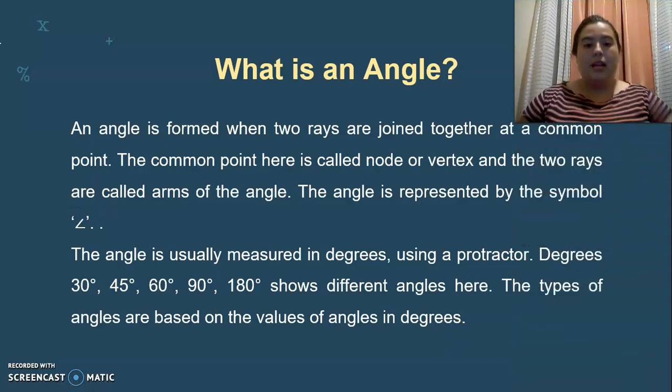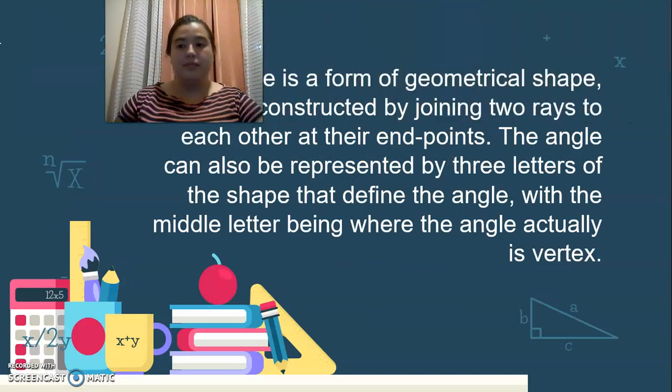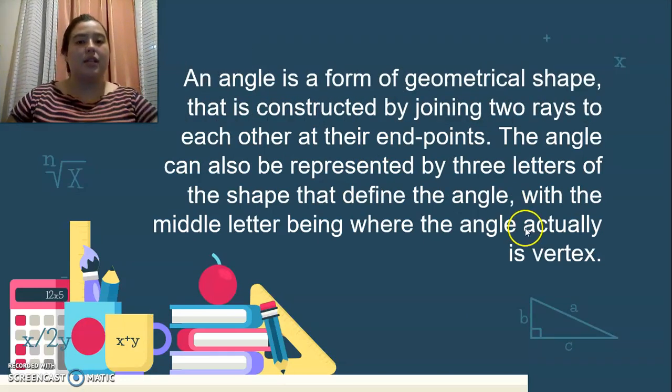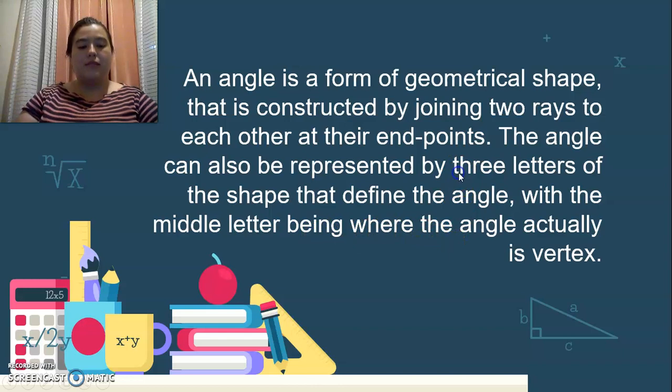Degrees like 30, 45, 60, 90, or 180 degrees show different angles. The types of angles are based on the values of angles in degrees. An angle is a geometrical shape that is constructed by joining two rays at their endpoints. The angle can also be represented by three letters, with the middle letter being the vertex, where the angle actually is.